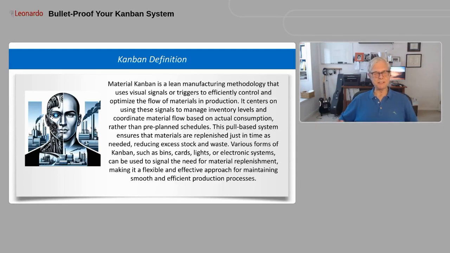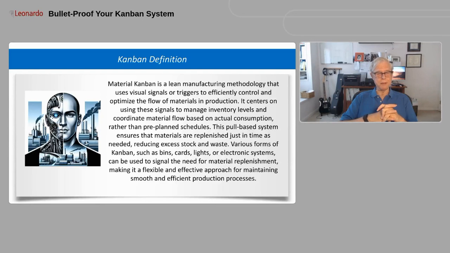Material Kanban is a lean manufacturing methodology that uses visual signals or triggers to efficiently control and optimize the flow of materials in production. Okay, so far so good. It centers on using those signals to manage inventory levels and coordinate material flow based on, here's the important point, actual consumption rather than pre-planned schedules like MRP. This pull-based system ensures that materials are replenished just in time, like pretty much just in time, not hand to mouth, but within a short time window, as needed, reducing excess stock and waste. Perfect.